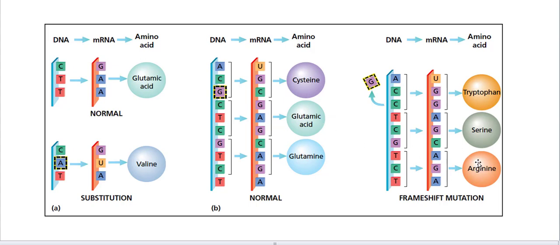The type of the amino acid, number of the amino acids, order of the amino acids is very important for the shape of the protein. The shape of the protein determines its function. So this is called frameshift mutation, type of deletion.